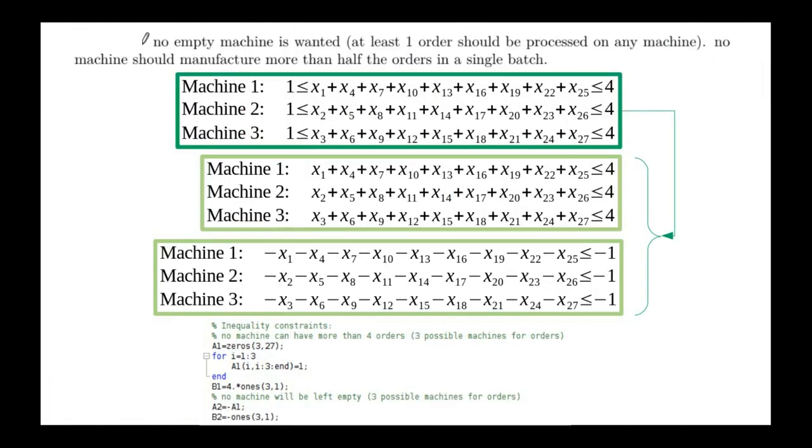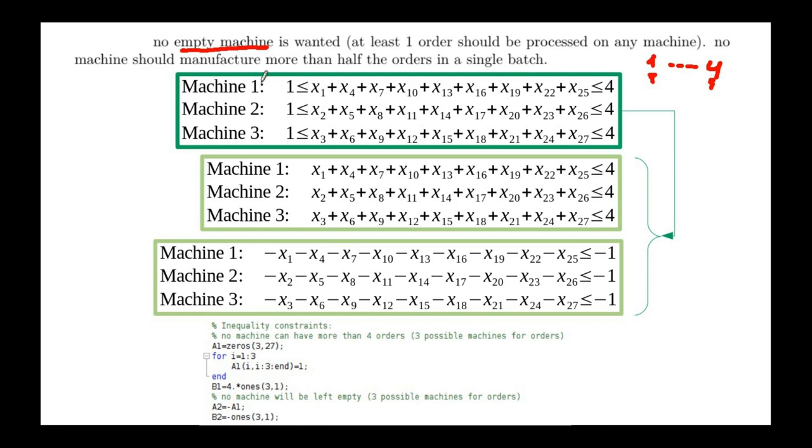Let's have a look at the constraints. First of all, no empty machine is wanted, and then no machine should manufacture more than 4, you remember? So every machine must manufacture between 1 and 4 orders. Yeah, because half the orders in this batch is 4.5. So a minimum of 1 order, a maximum of 4.